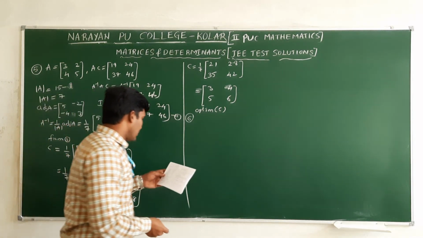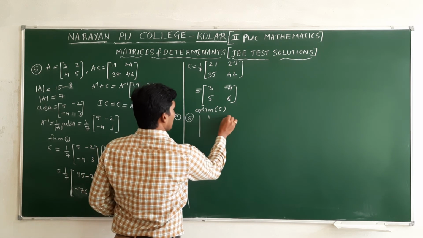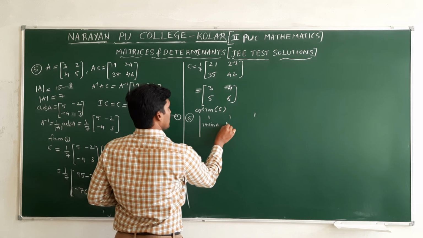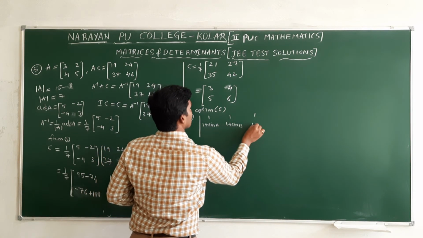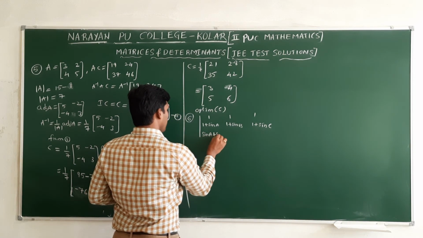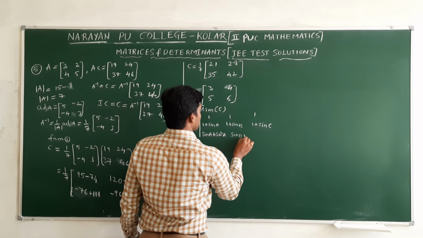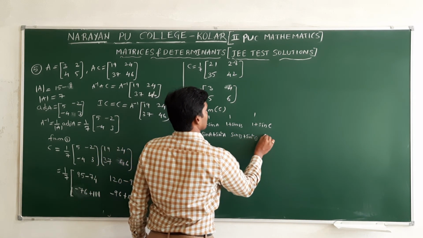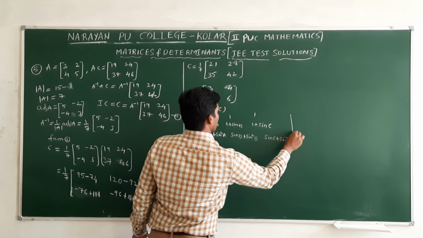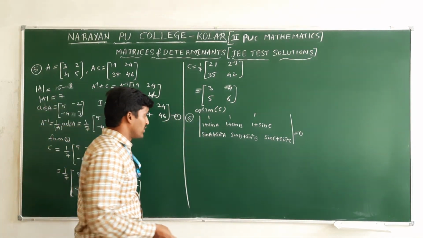Next, question number 6. In triangle ABC, det of 1, 1, 1, 1 plus sin A, 1 plus sin B, 1 plus sin C, sin A plus sin square A, sin B plus sin square B, sin C plus sin square C equal to 0. Here we need to find which type of triangle it is.